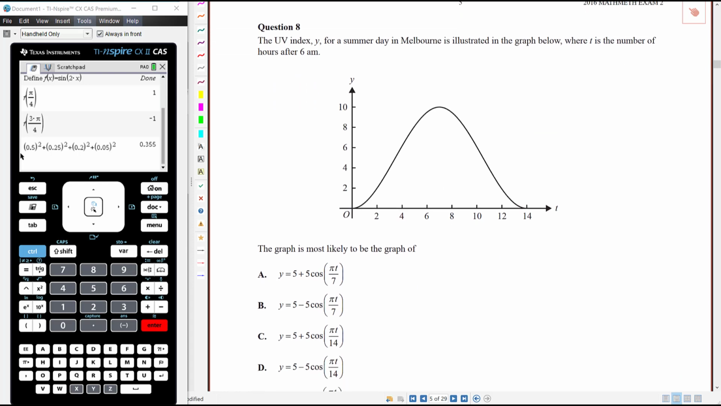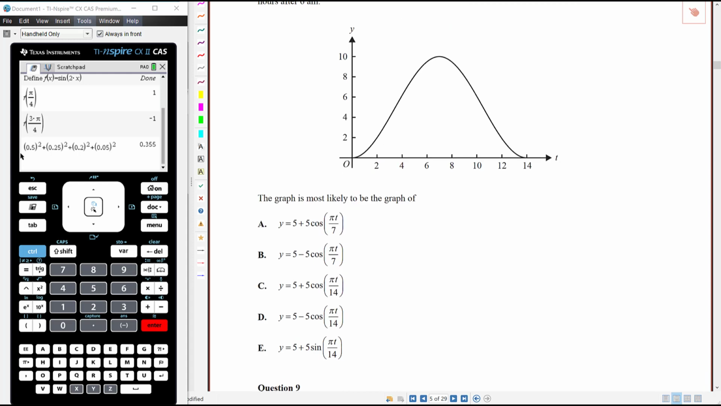Question 8. The UV index Y for a summer day in Melbourne is illustrated in the graph below, where T is the number of hours after 6 AM. The graph is most likely to be the graph of... Okay, so let's have a think about what we've got here. The first thing I'm noticing is that there's no horizontal translations in any of the options.